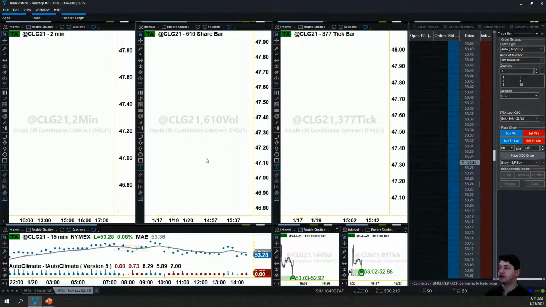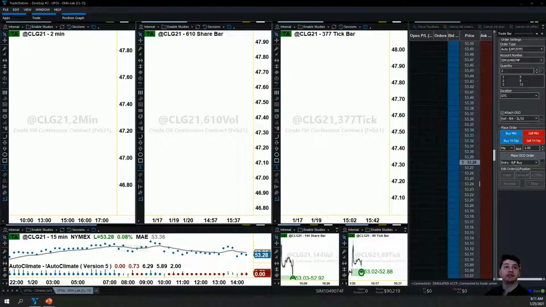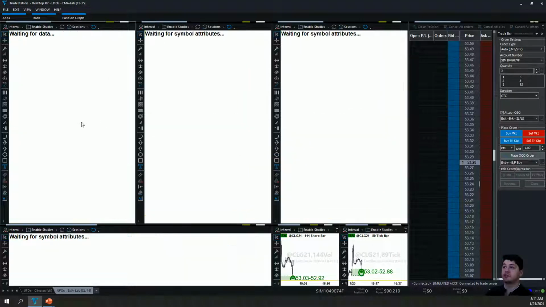All right, so I think this is no longer the active contract. Let's go ahead and take a look at this. I'm not sure why, but every time I save it, it still reverts back to this one. I think it might be something to do with my workspace being saved on Google Drive, maybe. CLH21.